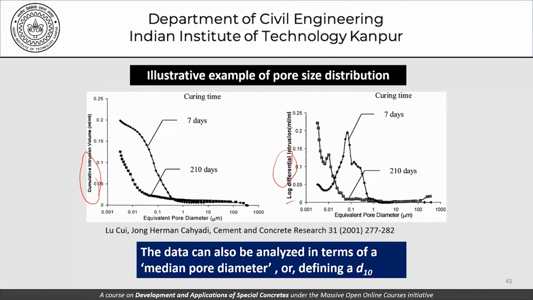There are other terms that are used in this context. Sometimes we talk in terms of a median pore diameter or a D10, and I'm leaving it to you to find out the definitions of a median pore diameter or a D10 when it comes to the porosity and pore structure of hardened cement pastes. And obviously you will find that the pore size distribution and the cumulative pore volume of hardened cement paste are a function of the water cement ratio, the kind of cement that we use, and so on and so forth.